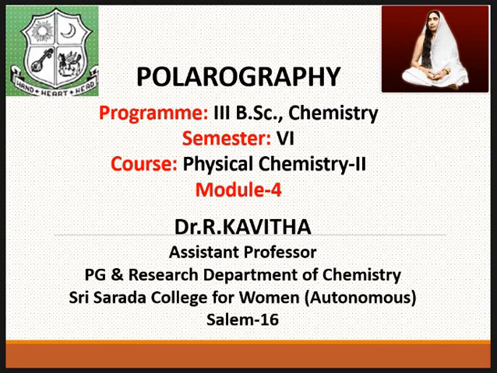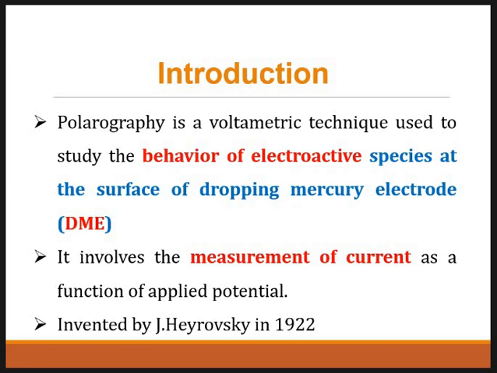Coming to that, introduction to polarography. Polarography is a voltammetric method. This voltammetric technique is used to study the behavior of electroactive species at the surface of the dropping mercury electrode. It is abbreviated as DME. What is an electroactive species? An electroactive species is a chemical species which undergoes oxidation or reduction. In terms of electrochemistry, oxidation means loss of electrons and reduction means gain of electrons.